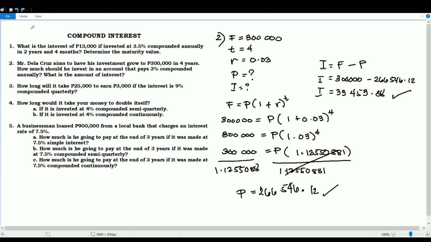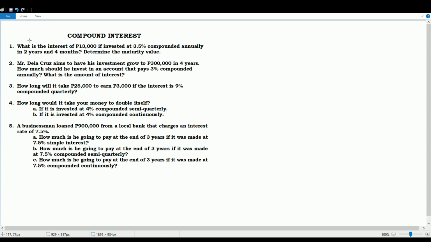For item number 3, we're asked to determine the number of years. How long will it take 25,000 pesos to earn an interest of 3,000 pesos if the interest is 9% compounded quarterly? Therefore, the formula we will be using is the formula that has a compounding rate of interest more than once a year. That's the third formula.